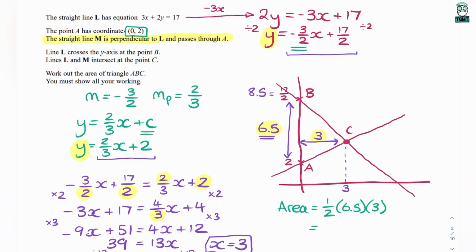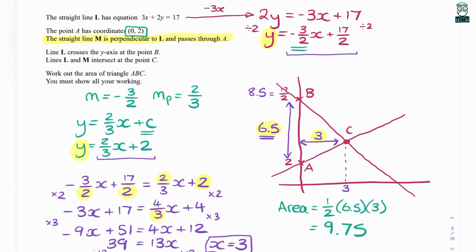Again, take your time to work that out. A half multiplied by 3 will be 1.5, or you could times it by the 6.5. So you just got to do 6.5 multiplied by 1.5, and you can type that into your calculator. So that is 9.75, and that is the area.